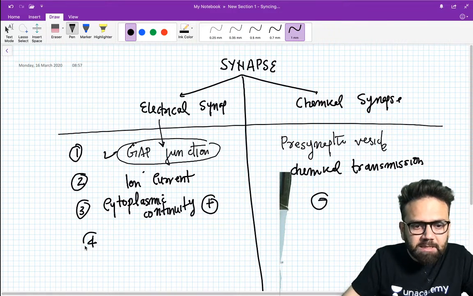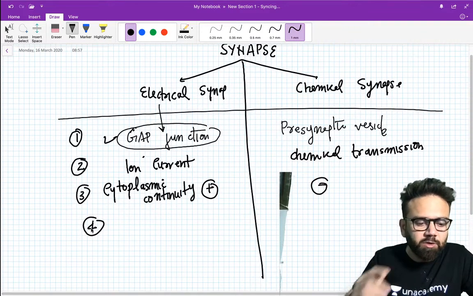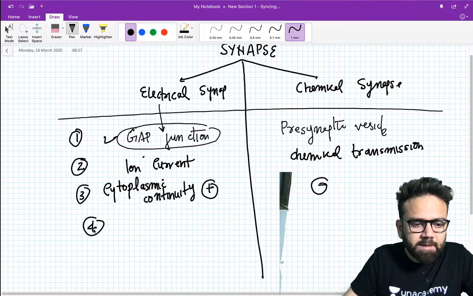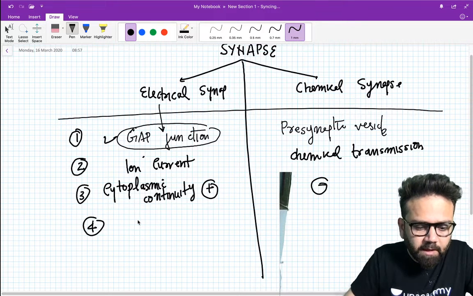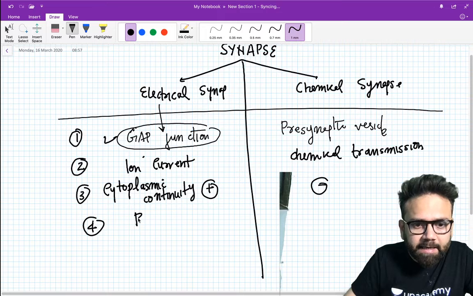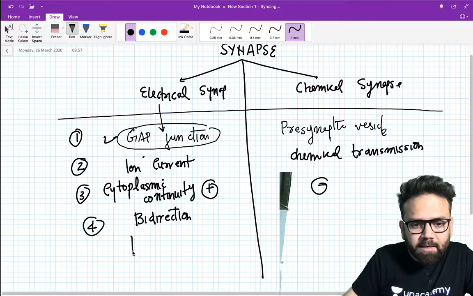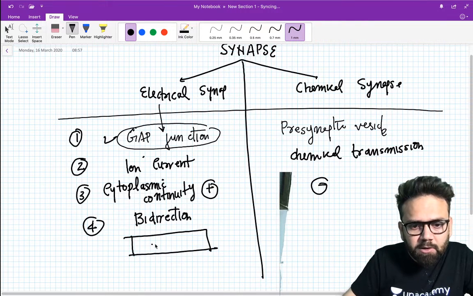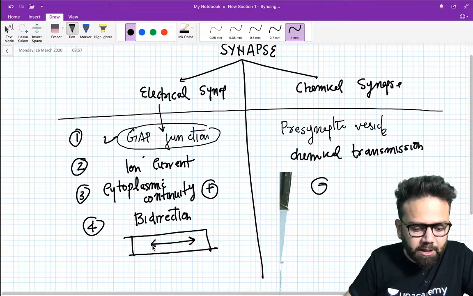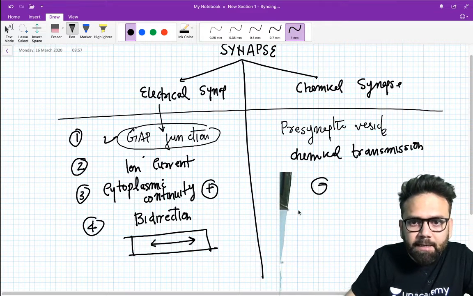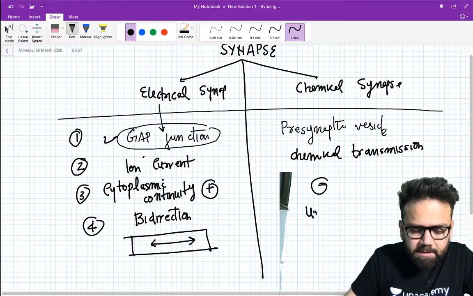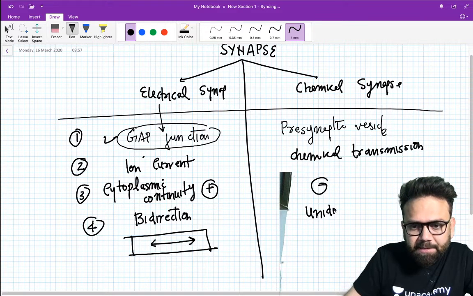And which synapse is bidirectional and which is unidirectional? If you see, your electrical synapse is bidirectional. Because of gap junction, it can go either way. And your chemical synapse is always unidirectional.